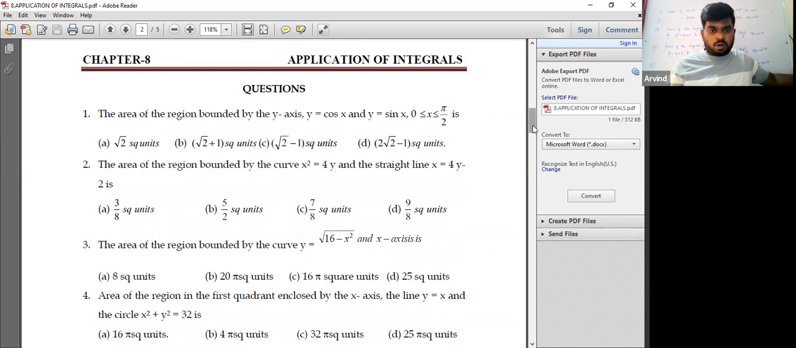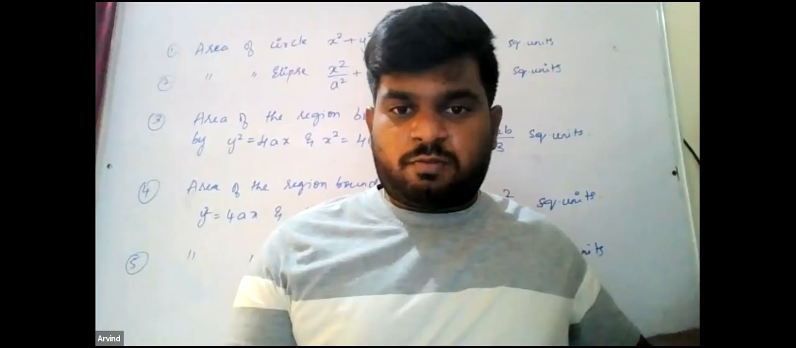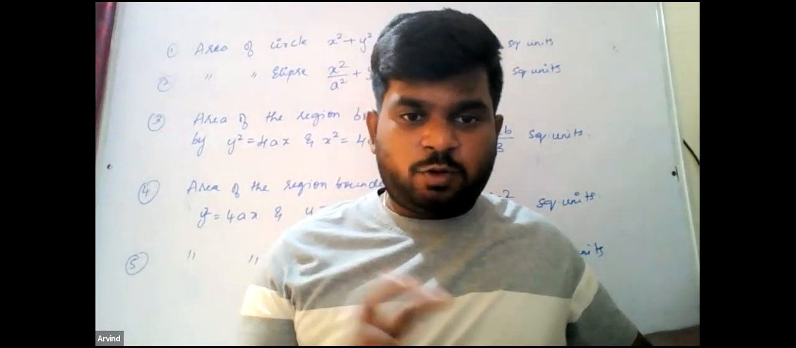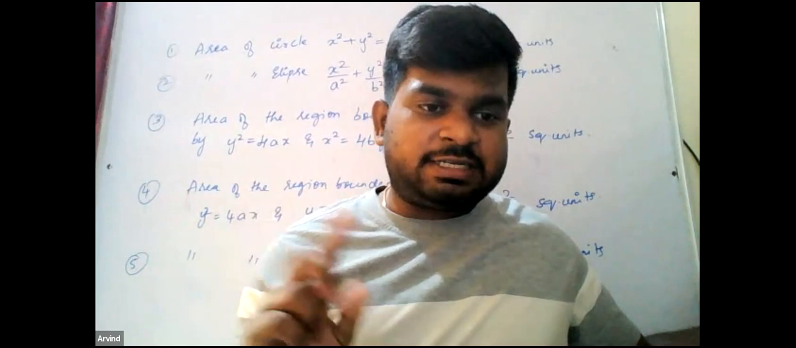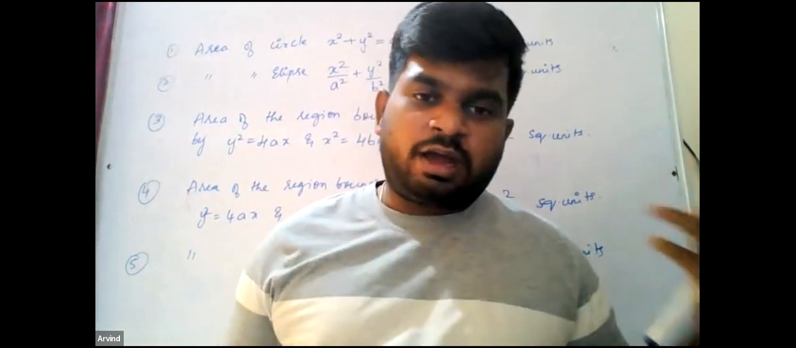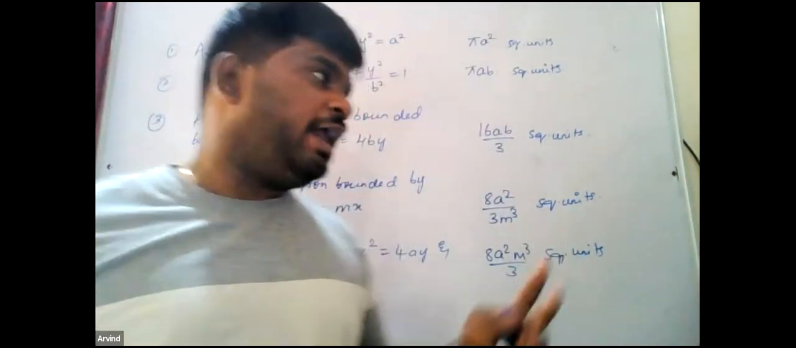The area of the region bounded by the y-axis, y is equal to cos x, y is equal to sin x, x is in the closed interval 0, pi by 2. See, there is one important thing. If you want to find area between two curves, cos x and sin x, first you have to find the intersecting points. You can see it through the graph or directly also you can do it.